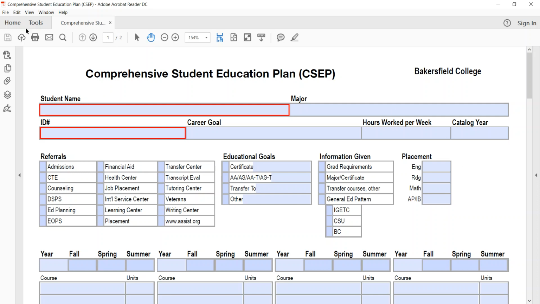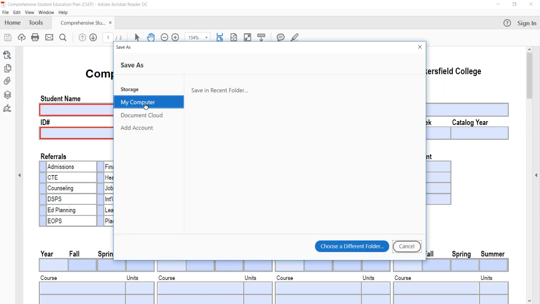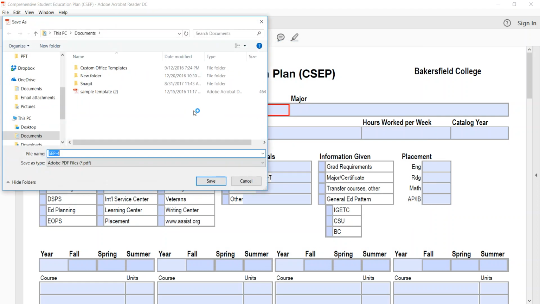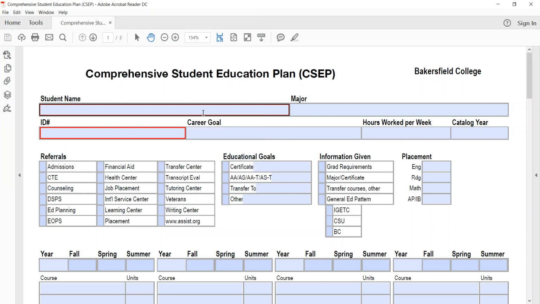So once you've downloaded it, let's go ahead and make sure that we save it because we're going to continue to work on this throughout the semester. So I've got that saved, and let's start filling it out. Again, this is going to be your roadmap. So I'd like to know your name and your major. I'm going to be using agribusiness just because that's what I teach.